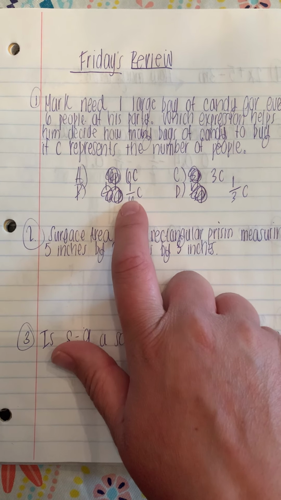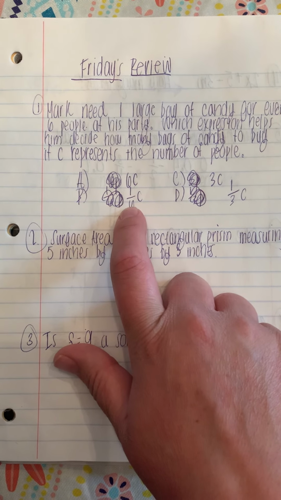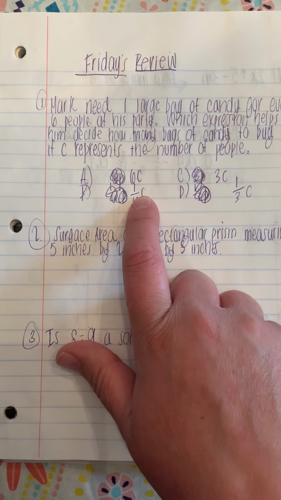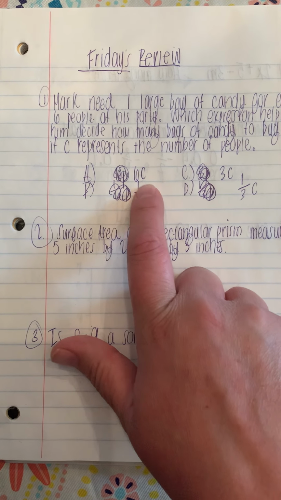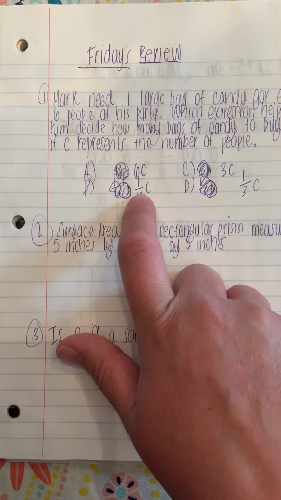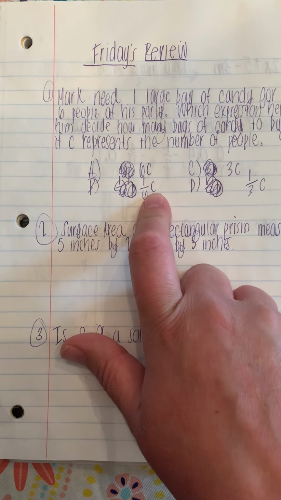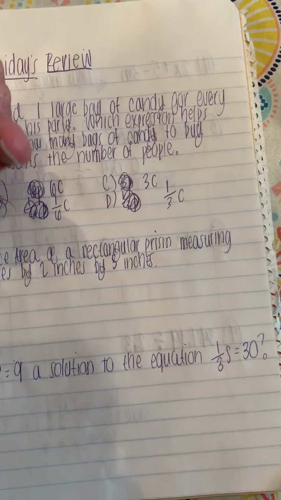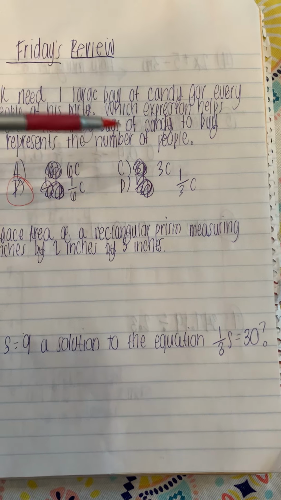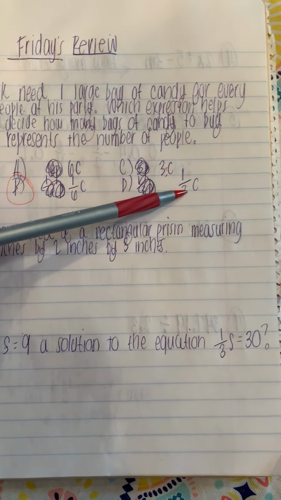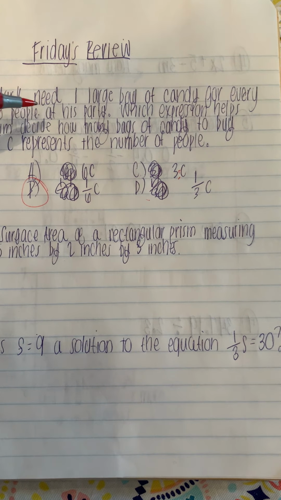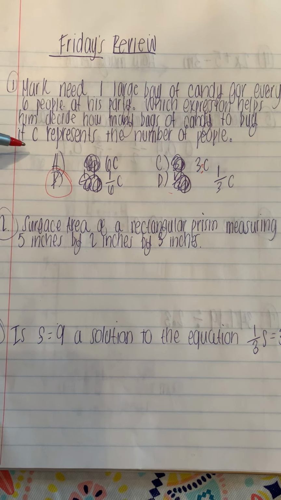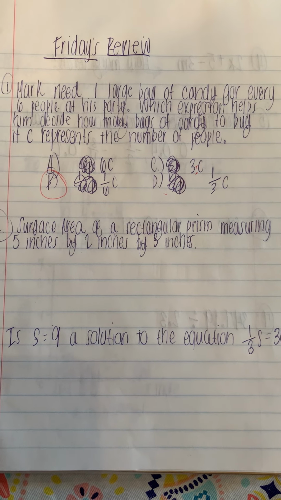It won't. Look at this one. Is 1/6 times the number of people going to tell you how many bags of candy? If you take 1/6 times the people that are there, is that going to tell you how much candy you need? Yes, that will. So the answer here is B. And then if you look at C and D, 3 and 1/3, neither of them are even a number in this. So that wouldn't make any sense.